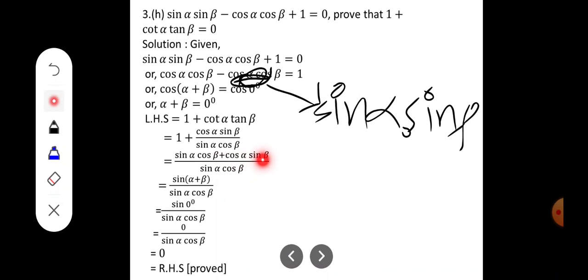This is the formula of sin(alpha plus beta): sin A cos B plus cos A sin B equals sin(A plus B). So we can write sin(alpha plus beta). Here alpha equals A and beta equals B, that is sin(A plus B). Now A plus B equals 0 degree, and sin 0 degree equals 0. Finally we get 0, and this is our right hand side. So left hand side equals right hand side.